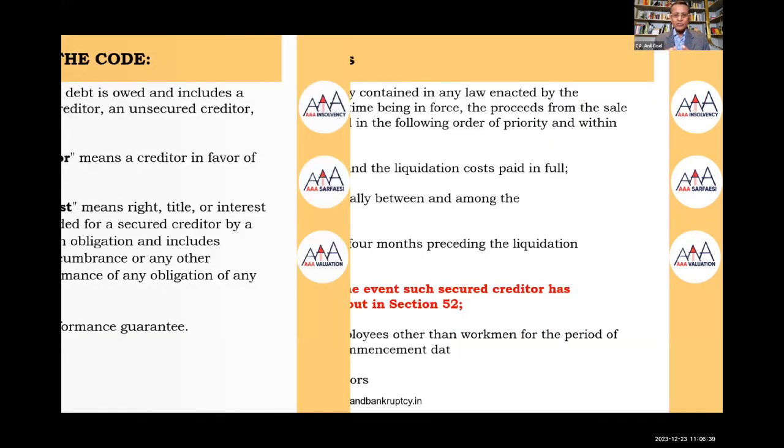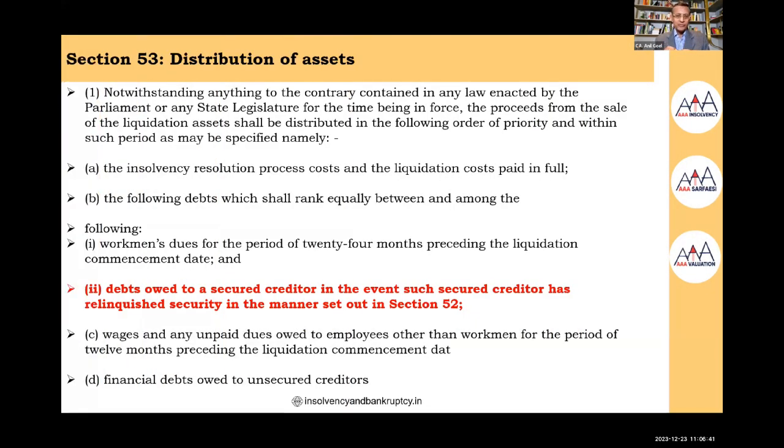Now, then we go to section 53, which is the section that is actually used for distribution of proceeds in the case of liquidation of the company. However, this section 53 is also used in section 30, subsection 4 of the IBC, which deals with the resolution plans. So section 53 is important. Therefore, it is used in the resolution plans as well as in the liquidation processes.